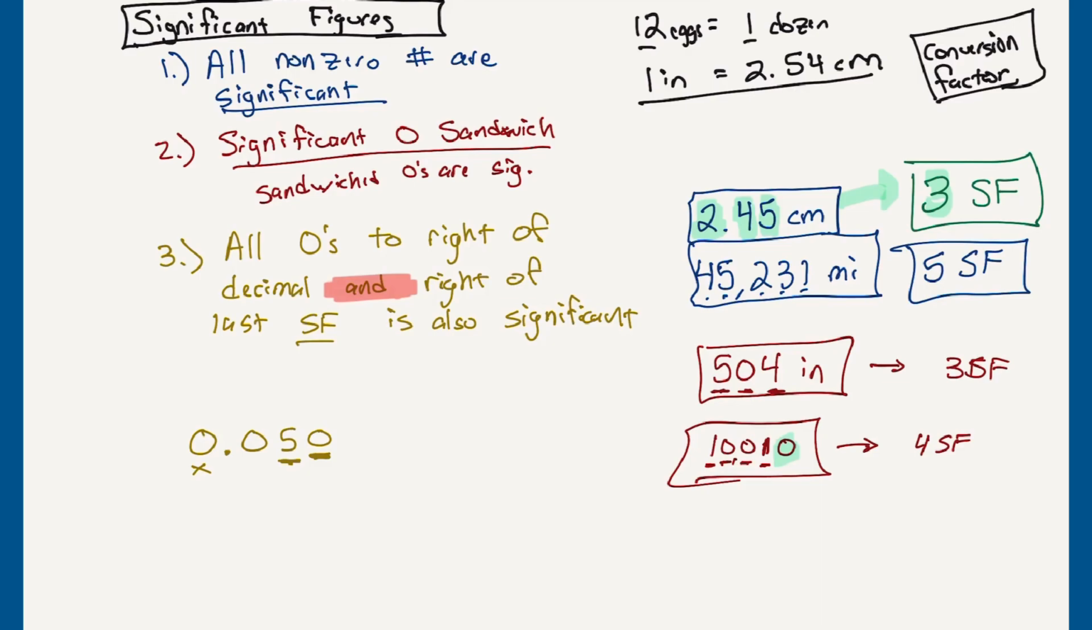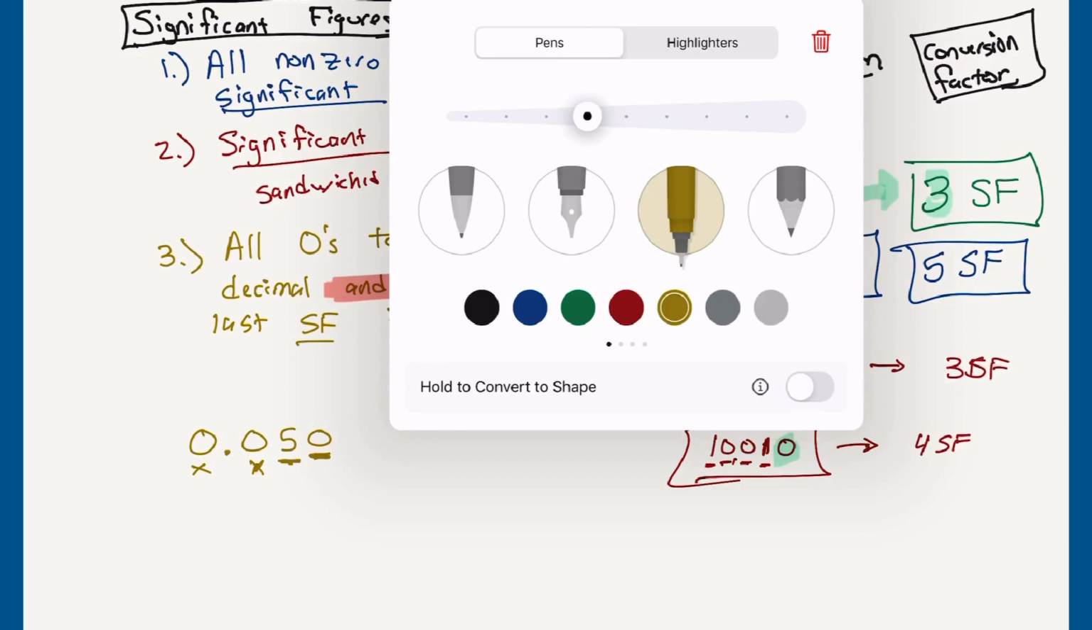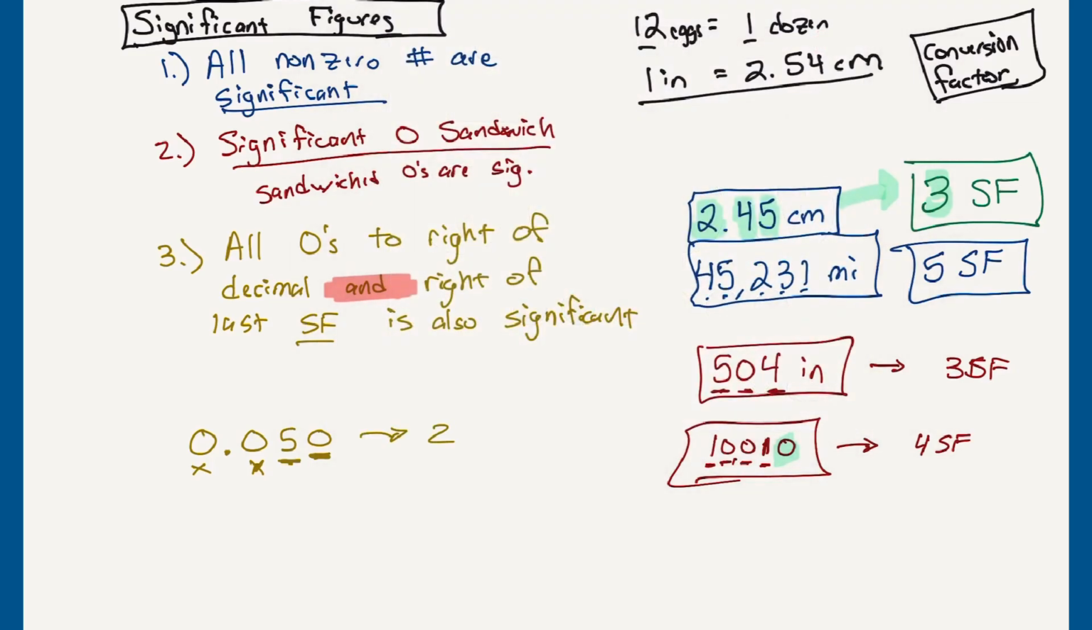Now, what about this guy right here? Well, that guy right there is to the right of the decimal. That's rule number 3. But it's not to the right of the 5. Therefore, it is not significant. This is just a placeholder indicating where that 5 is going to start. So we would say that this number right here has 2 significant figures.